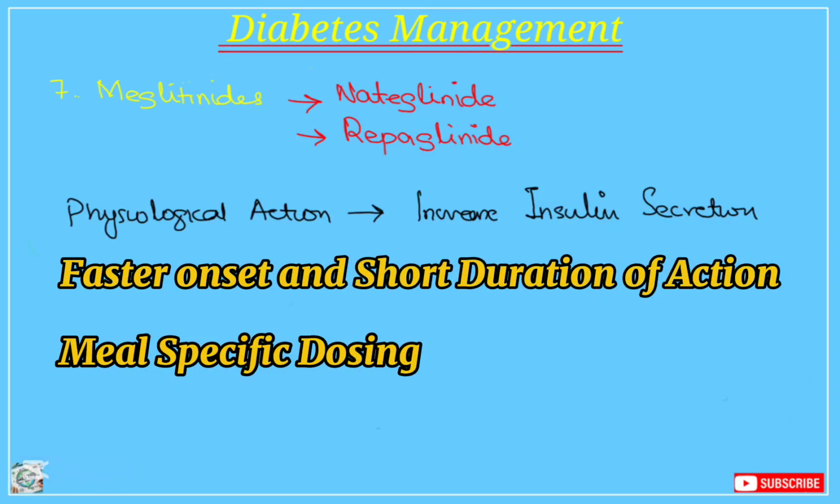So this makes the meglitinides a good option for patients who have a higher blood sugar after meals, but they don't require a higher insulin around the clock. However, because they are rapid acting, they may need to be adjusted depending upon the patient's individual meal patterns.